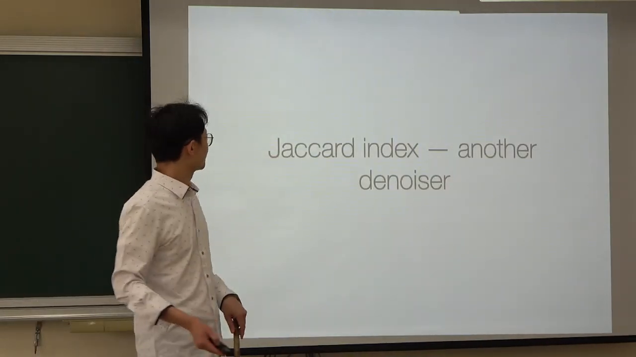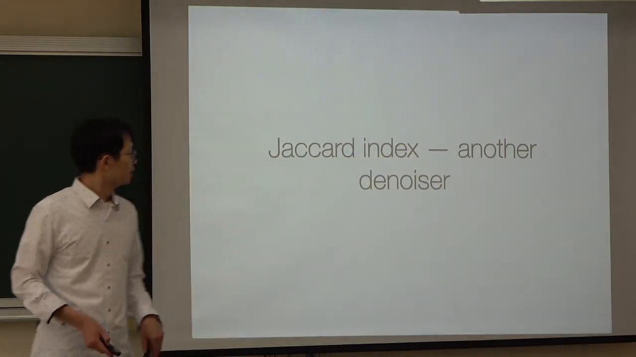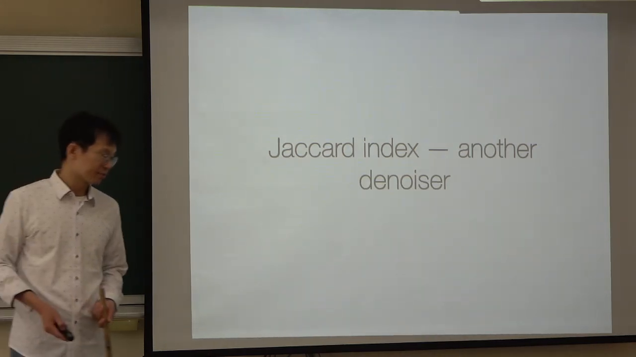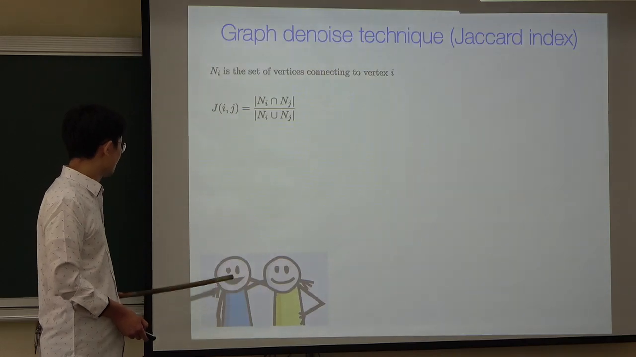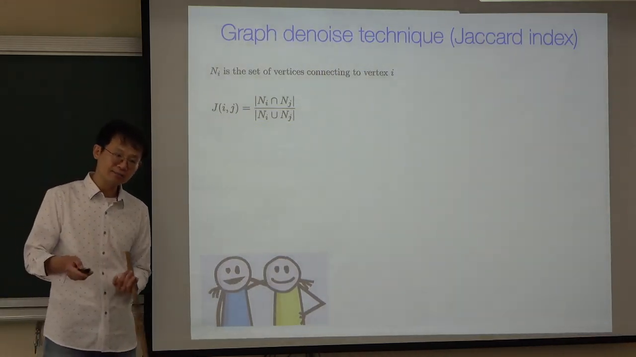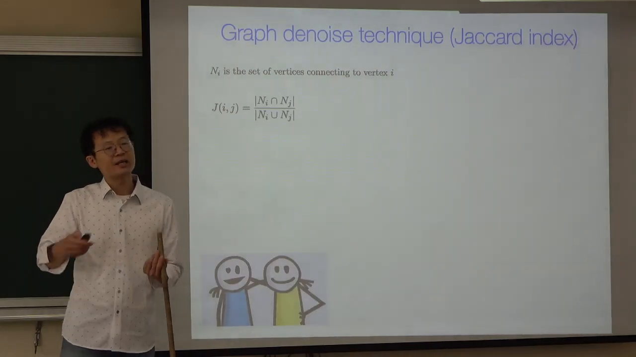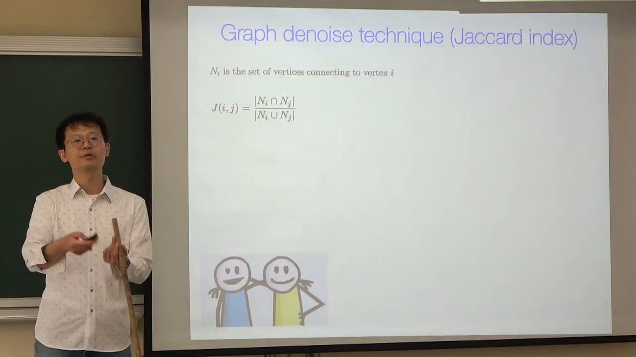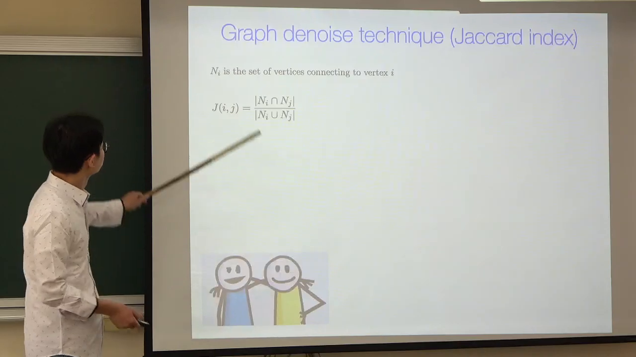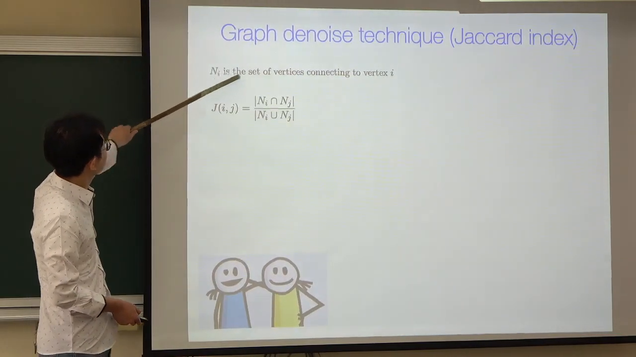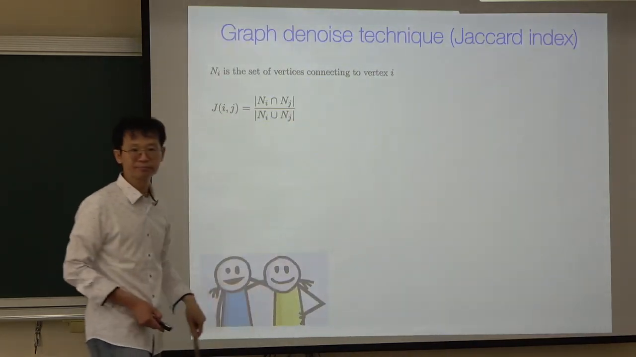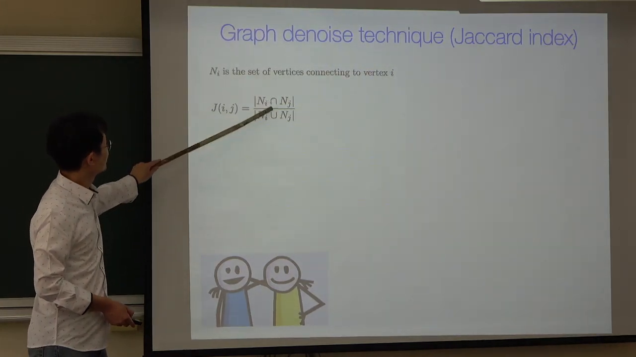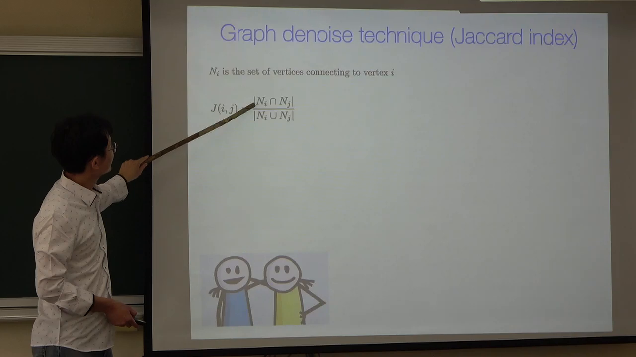And the final trick is the Jaccard index. This is a very basic idea from social science. The basic idea is that, to see if two people are really friends, you can just examine their friends. If they have many common friends, then with high probability they are real friends. So you denote N_i to be the set of vertices connecting to vertex i, and you define J_ij to be this quantity: how many in the intersection divided by how many in the union?